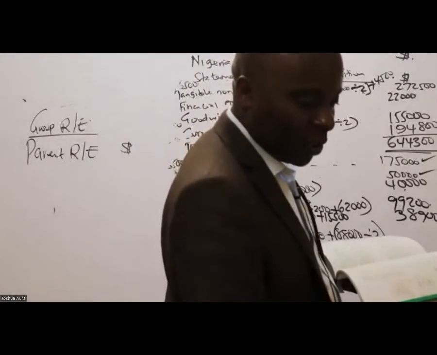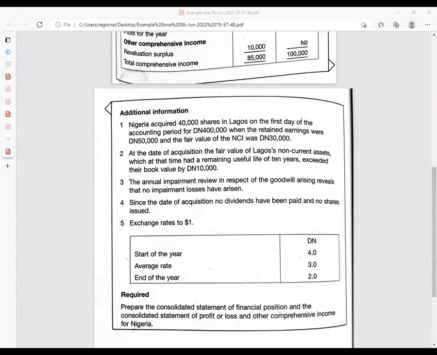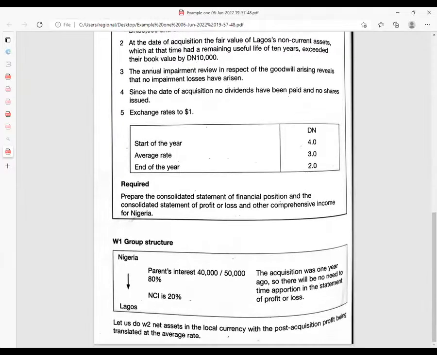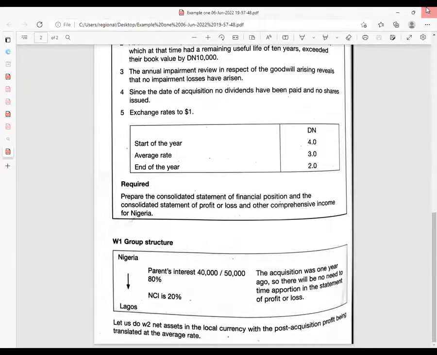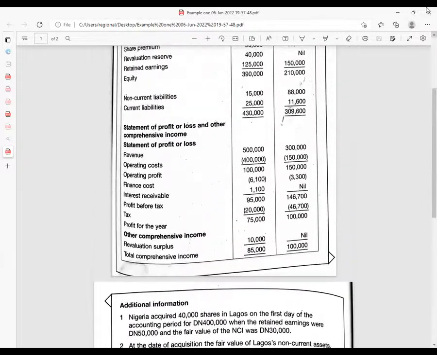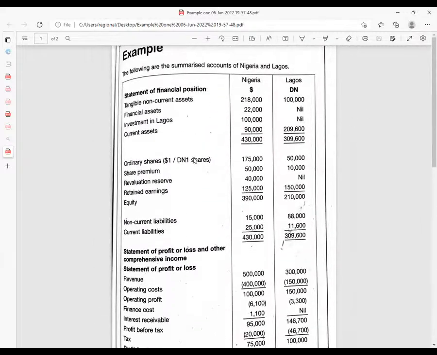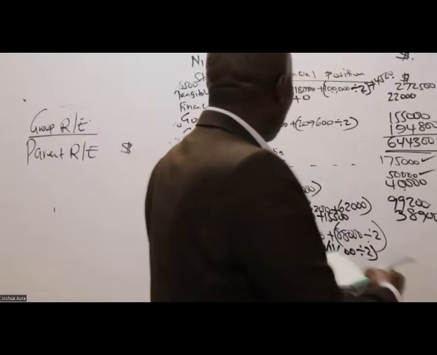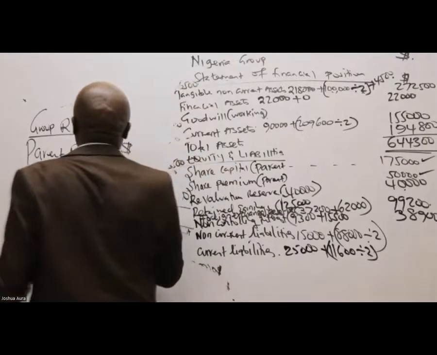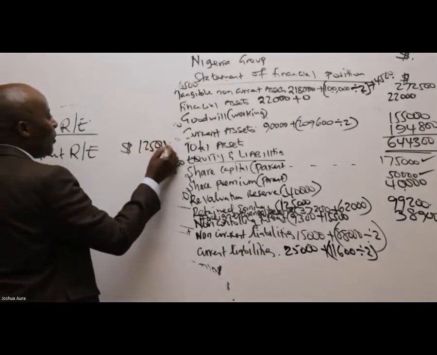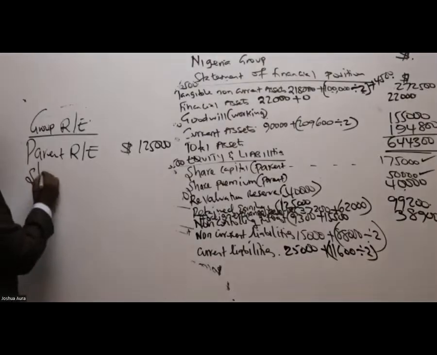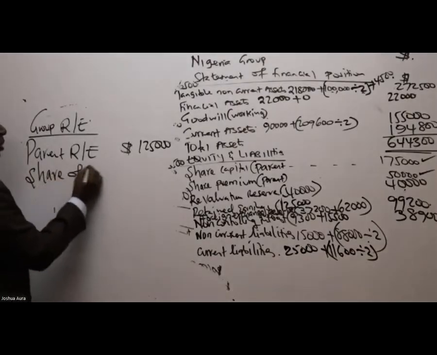What do we have here? The parent's retained earnings from the balance sheet. Right? 125,000, isn't it? So here we have 125,000. So remember here we can only bring the share of POP, share of POP alone.